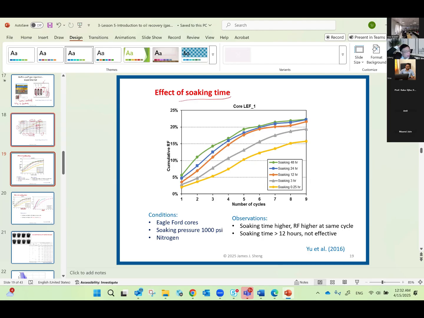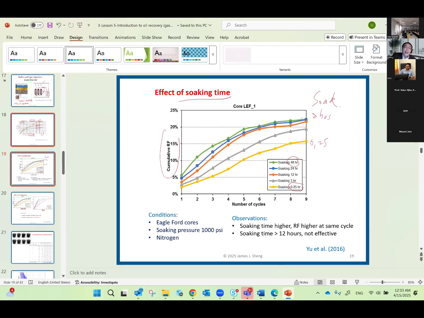Okay, then let's look at what is the effect of soaking time. First, let's look at an experiment. Now, in this experiment, you have a soaking time from 0.25 hours to 48 hours. The yellow one here is 0.25. Here, the top one is 8 hours soaking time.